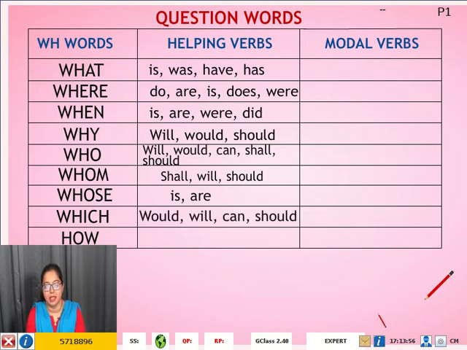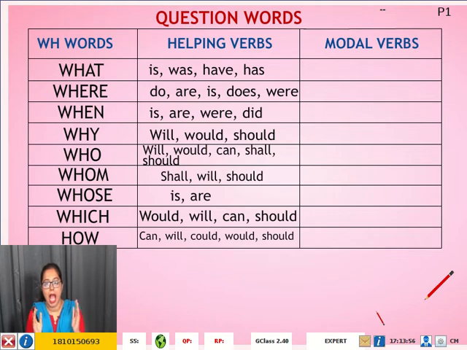Now you can see another WH word coming up on your screen, and that is which. With which, what kind of helping verbs are we using? We are using would, will, can and should. Once again, I am repeating, with WH word which, we will use would, will, can and should. Okay. Next, we'll come to how. So with the WH word how, we will be using the helping verbs can, will, could, would and should.